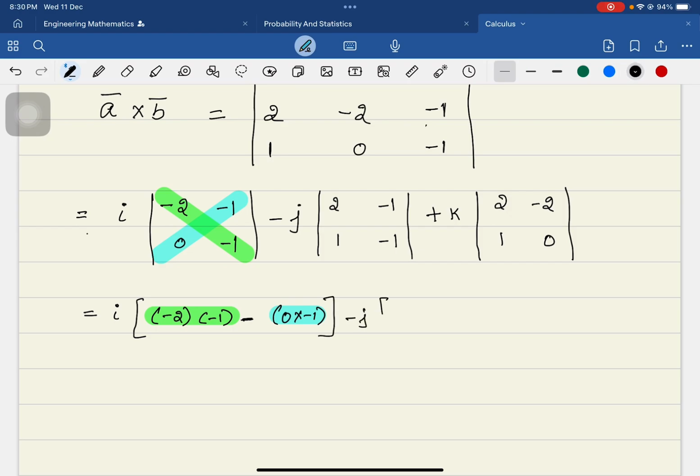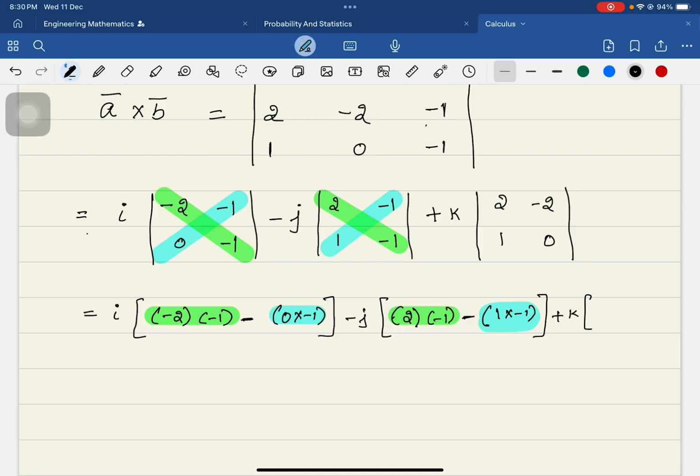Similarly, minus j. How is this? This is given by 2 into minus 1. So that is 2 times minus 1, minus, always you take the other values, that is 1 into minus 1. So that is 1 times minus 1. The j component is over. So 1 into minus 1 is this, and 2 into minus 1 is this one. So let us now take the k component.